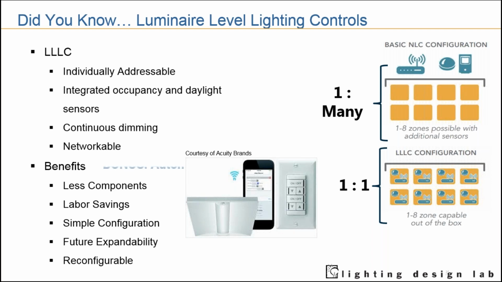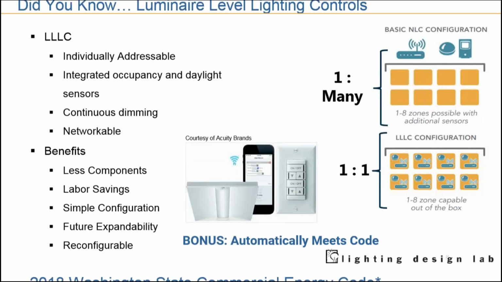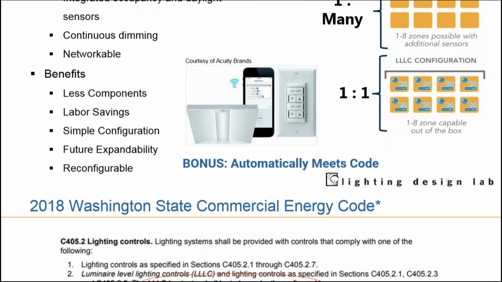And as a bonus, if you're looking at code, the Luminaire level lighting control technology will automatically meet code. This is specifically for Washington State, and I double checked the upcoming Seattle 2018 energy code, and it is actually written in the same language. If you look a little closely, and let me use the spotlight here, the properties listed for LLLC are listed right here in the code as well.